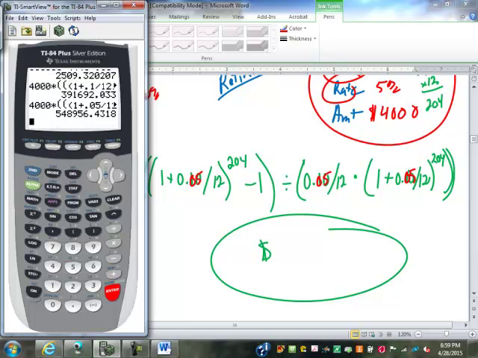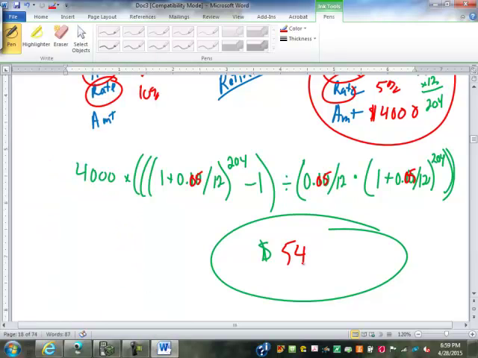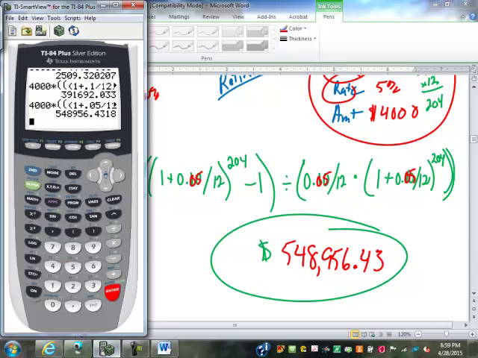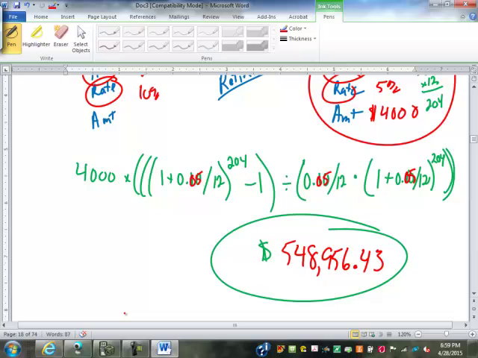Okay, so we're actually going to get 548,956.43. So because of the lower rate, we actually need more money to make that happen. Now what?